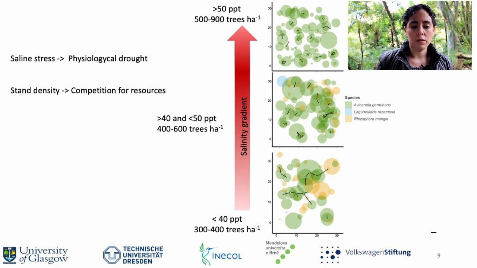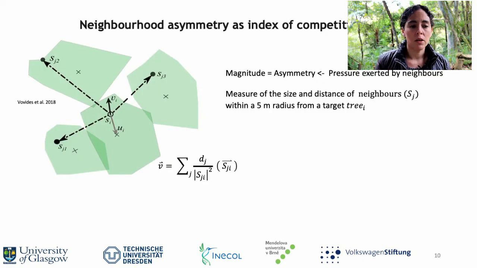And to understand the implications at the neighborhood scale, we also estimated the neighborhood asymmetry, which is an index of competition that is not exactly including the own size of the target tree. So it's more a measure of how big and how evenly spaced the neighbors are around the target tree. So neighborhood asymmetry is bigger when the neighbors of a target tree are bigger and are located more on one side of the spatial arrangement.